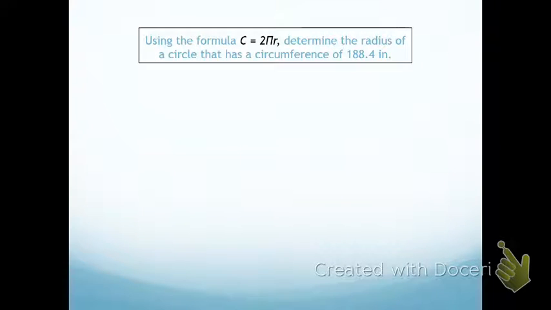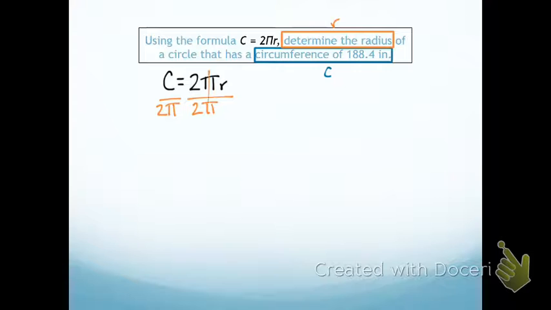In the second example, it says, using the formula C equals 2 pi r, determine the radius of a circle that has a circumference of 188.4 inches. Again, I want to look at the problem, figure out what information they tell us, and what information they're asking us to find. The first thing that I notice is that they're saying that circumference is 188.4 inches. That is our C. The second thing is they want us to determine the radius. That is our R. So when you are given the formula, C equals 2 pi r, we want to solve for R. 2 and pi are being multiplied by r, so the inverse of that is divide by 2 pi on both sides. The 2 and the pi cancel out, and our new formula would read C over 2 pi equals R.